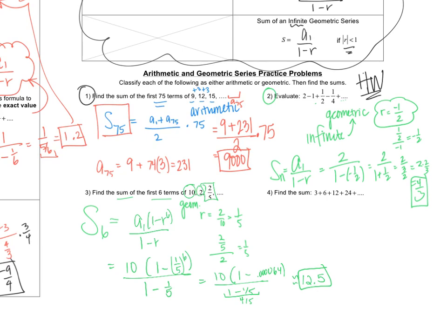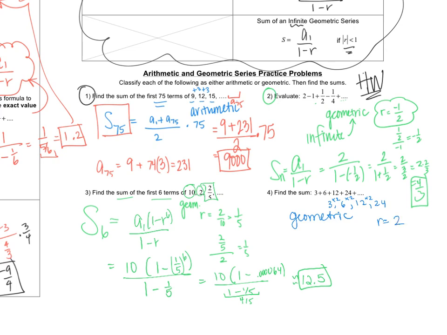Okay, I've got one more left on here that you should have tried. 3 plus 6 plus 12. Let's see. It's going to be 3 and then 6 and then 12 and then 24. This is doubling each time. I don't see anything that I'm adding. So then that's going to be geometric. And my r is 2.